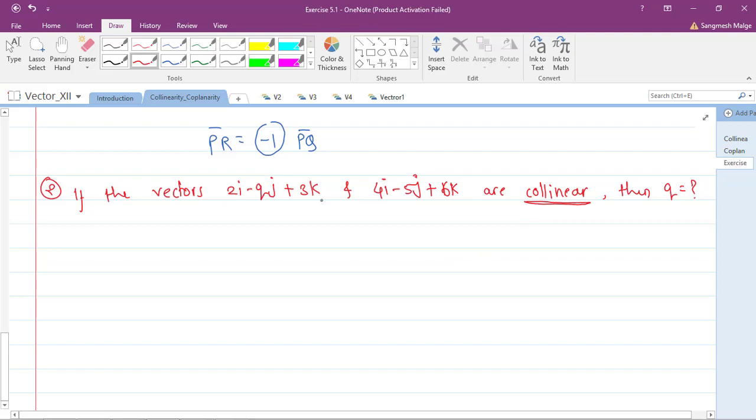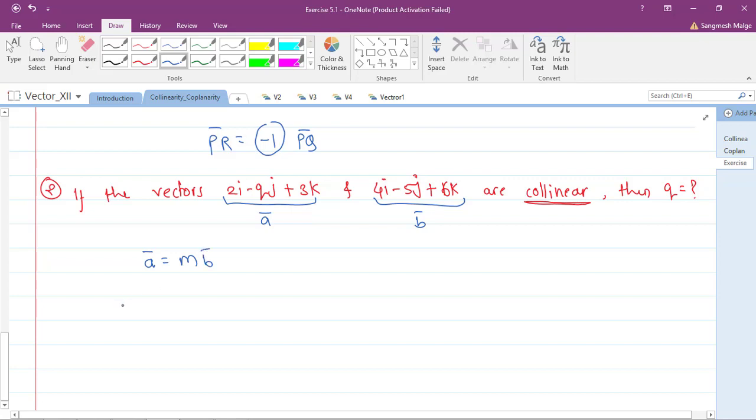There has to be some scalar multiple between these two vectors, so we have to find what that scalar multiple is. Let's name this a bar and this b bar. So a bar is equal to some scalar multiple times b bar. Let's find out what that scalar multiple is.